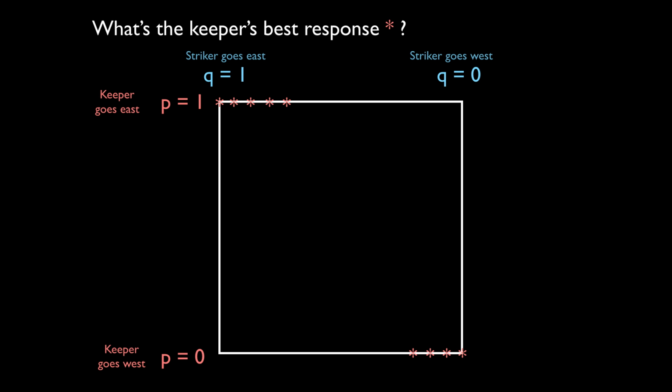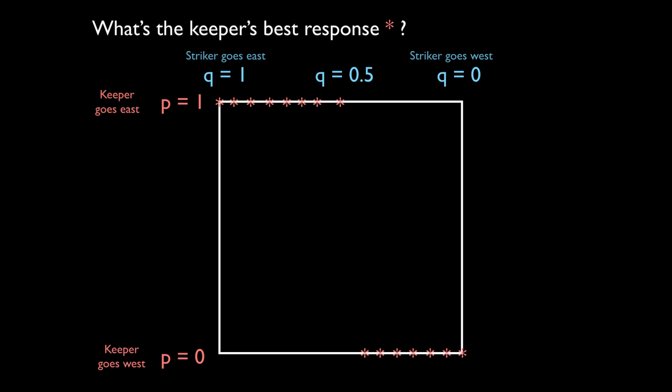At what point, though, does the keeper want to go west? Just over 50. Make sense? Okay, so what is that going to look like? That's like 55, whatever, 52, and that's like on the other side. At some point, exactly when Q is 0.5, exactly when the striker is going 50-50, then the keeper will switch over from playing east to west. Does that make sense? Okay, so what is that going to look like in my diagram?